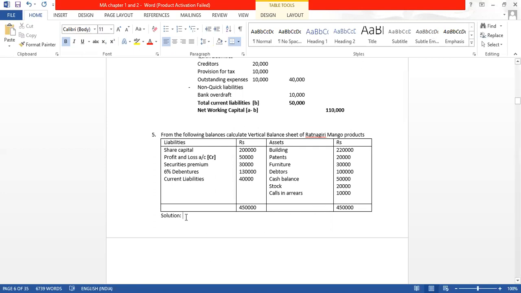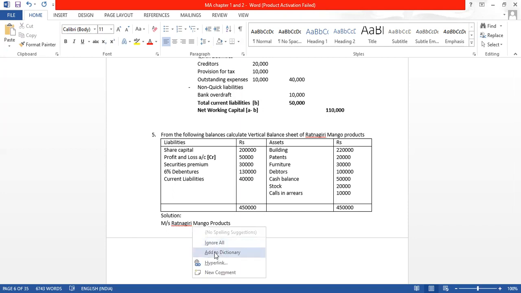What's the name of the business? It is Mrs. Ratnagiri Mango Products. And now what are we preparing? Vertical balance sheet as on 31st. They have not given the date, so we have to keep it blank.